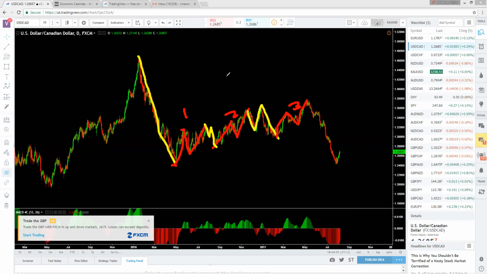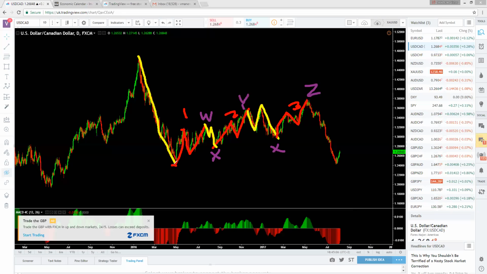So this is a classic case. Let's label it. The first one is a W. The yellow ones are always X's. The next one is a Y, and the yellow ones are always X's, then Z. So this correction is a WXYZ, and we know in Elliott Wave theory we can only have a maximum of three corrections in combination.